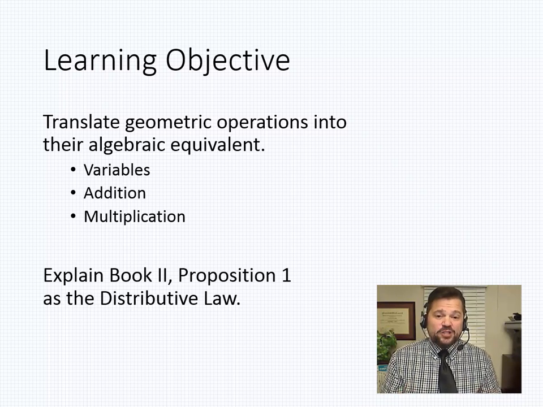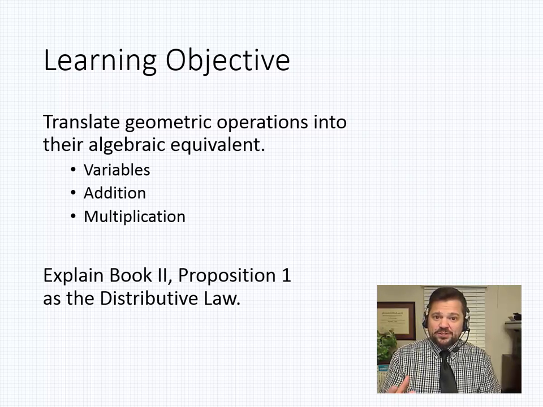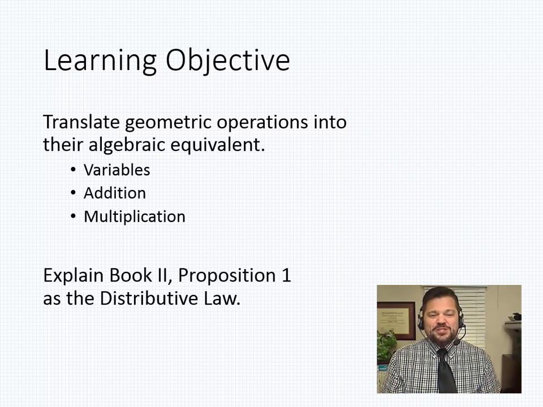We saw that in algebra we have variables, and in geometry we have line lengths. We have addition of terms in algebra, and in geometry we have line segments that can be placed adjacent to each other, or line segments that can be cut into individual segments. And we've seen that multiplication in algebra is equivalent to finding the area of a geometric figure. Finally, we looked at Book 2, Proposition 1, and saw that it is a geometric proof of the distributive law.